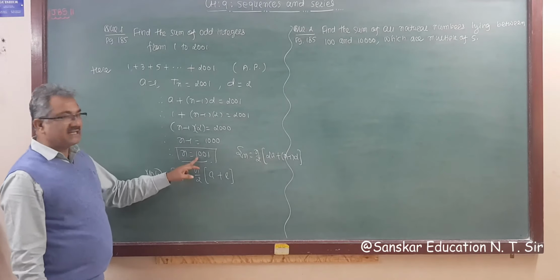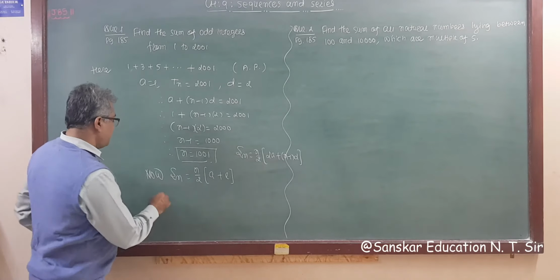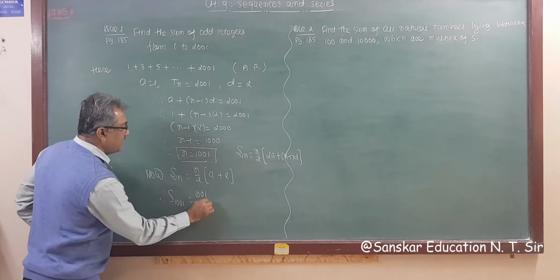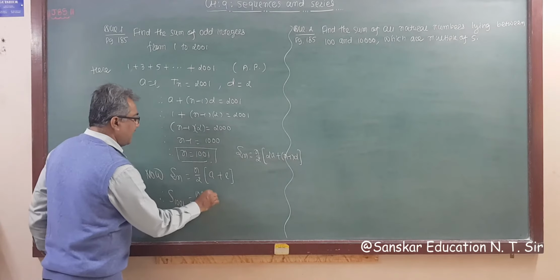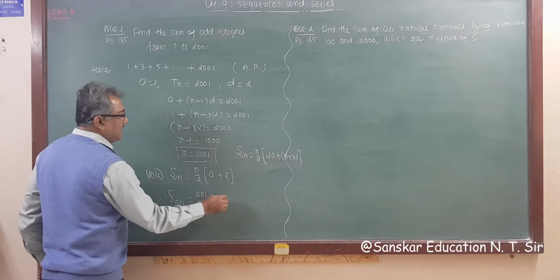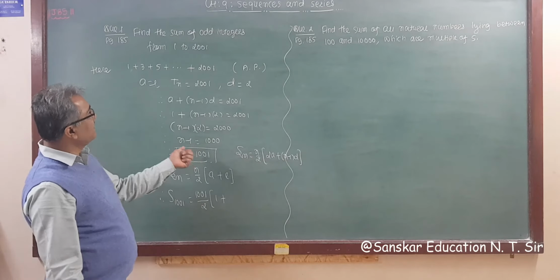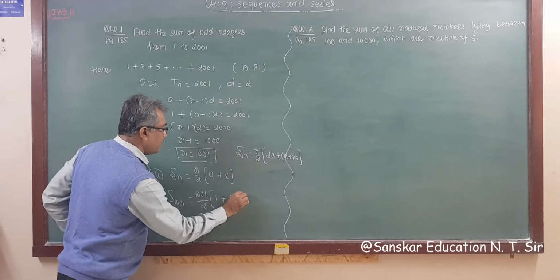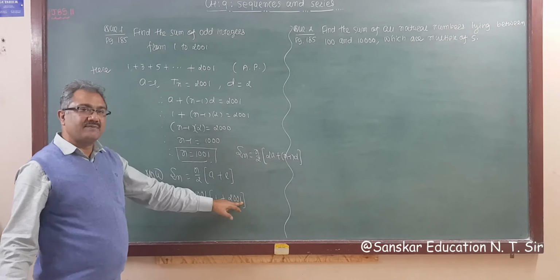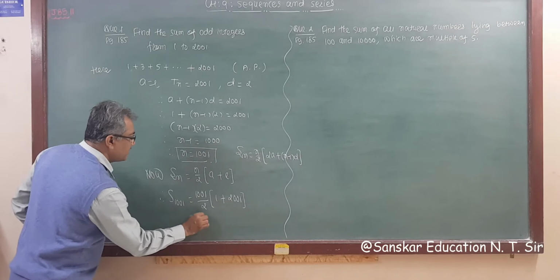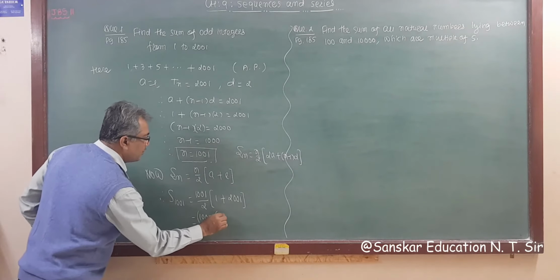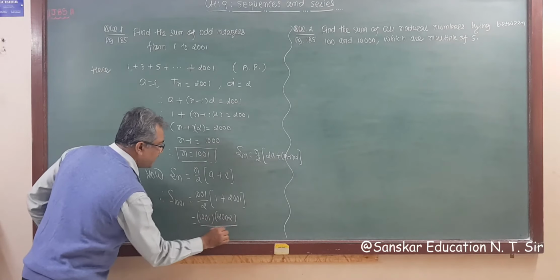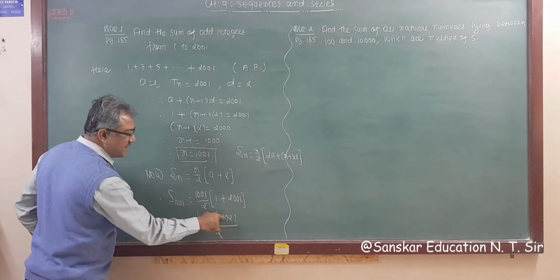So now Sn means S 1001. Substituting 1001, we get 1001 divided by 2, A is 1 plus L, the last term, is 2001. So 2001 plus 1 is 2002. So 1001 into 2002, divided by 2, so this becomes 1001 again.